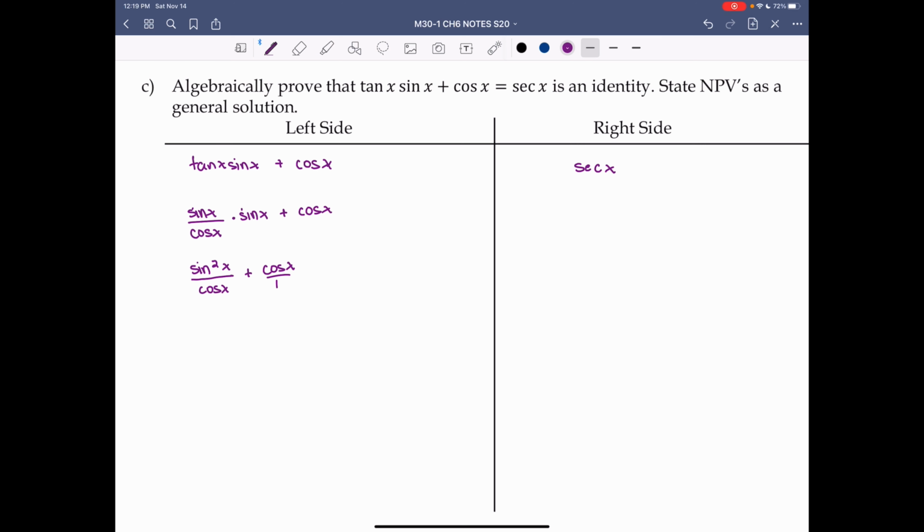I can write this over 1 and then multiply top and bottom by cos x so that I get a common denominator. Then we get sine squared x over cos x plus cos squared x over cos x. Combine it in one fraction, we get sine squared x plus cos squared x over cos x. But on our formula sheet, we have that sine squared x plus cos squared x equals 1.